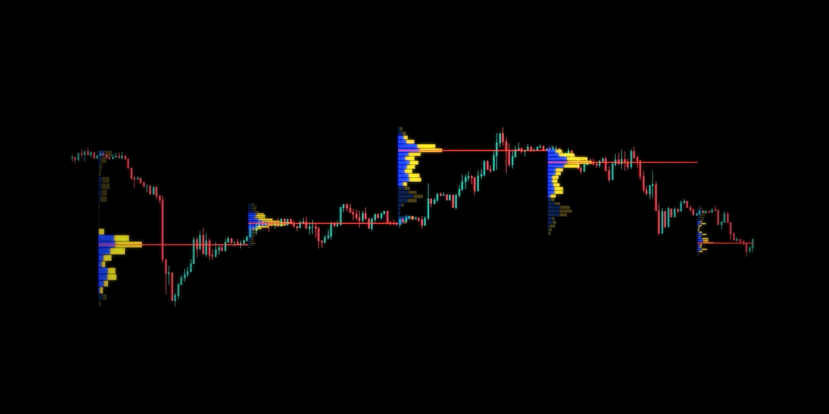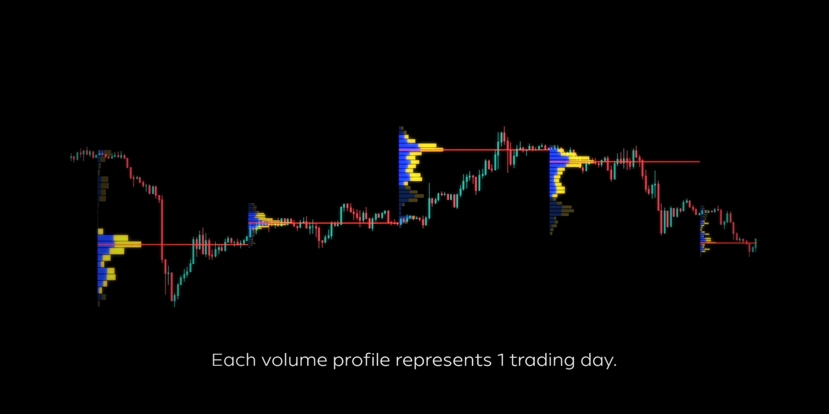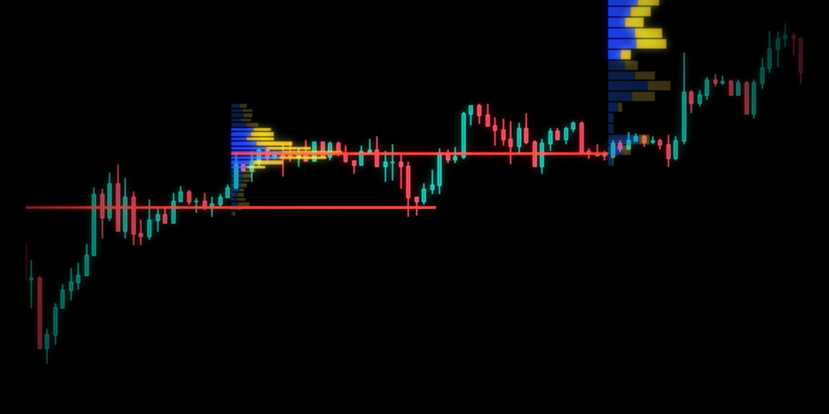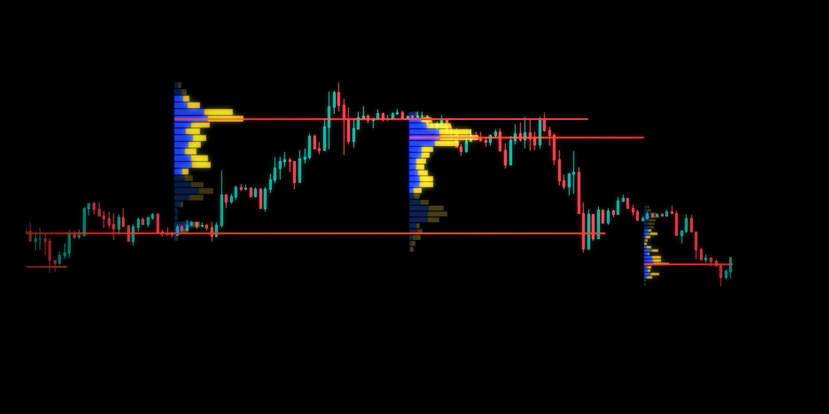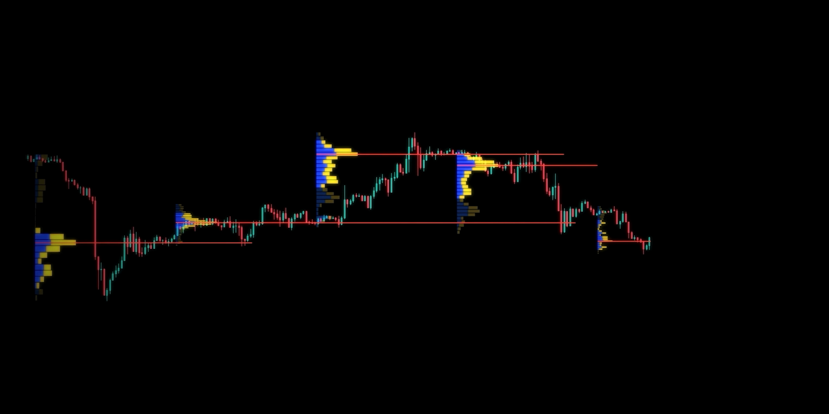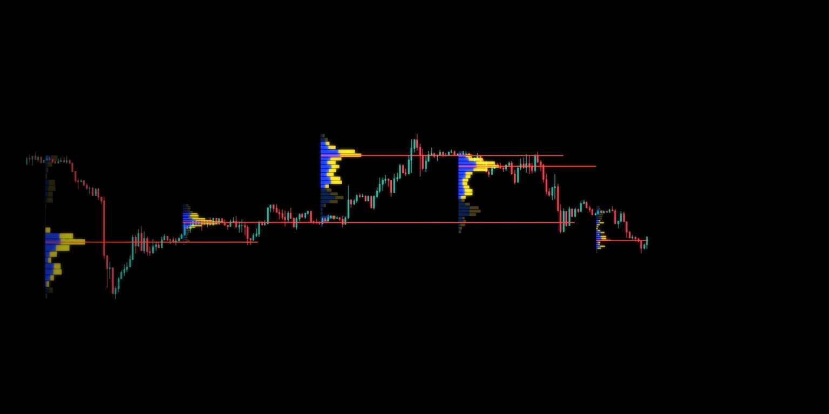Here we have the session volume profile. Each range represents one trading day. This tool is best used for day traders looking for quick trades in and out. Look closely. You can see how the points of control of past trading sessions have acted as support and resistance in the following trading days. This is generally how you should be looking to use this tool, via the volume profile of the previous days.